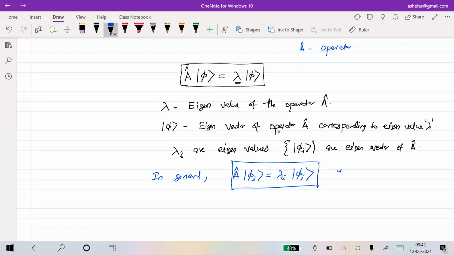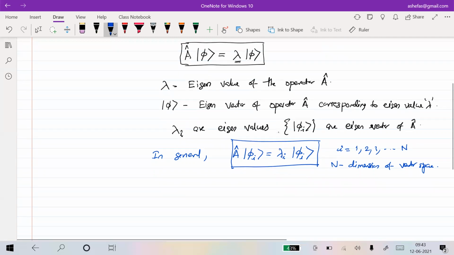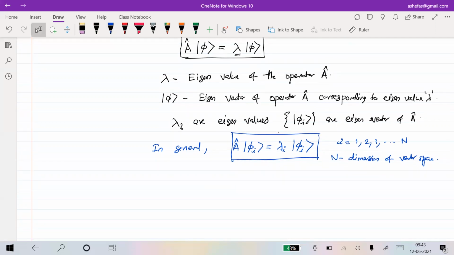So this i can run from 1, 2, 3, etc. up to n. And what is this n? N is the dimension of the vector space. Okay, so if your vector space is 3 dimensional, then the operator can have a maximum of 3 eigenvalues, and correspondingly we get 3 eigenvectors. And if the vector space dimension is n, then that operator will have a total of n eigenvalues, and correspondingly we can have n eigenvectors.